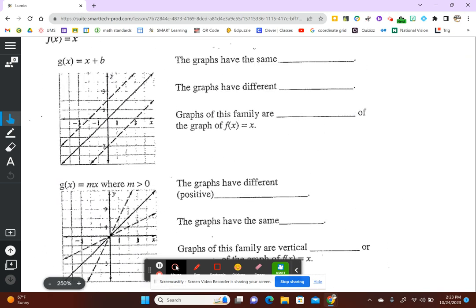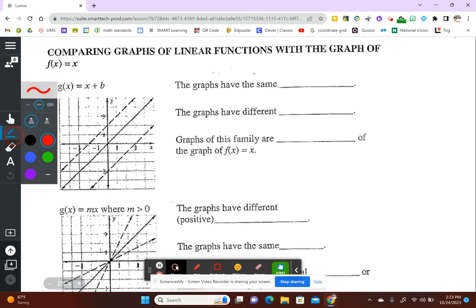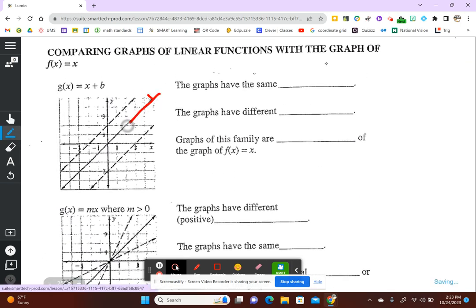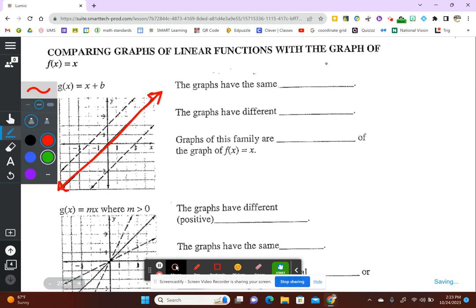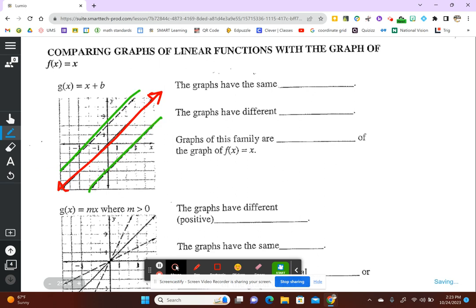So now, here, if you look at lines, this is the parent function. And the two other lines move up, move down, but they have the same slope. They just slide up and down the y-axis. The only thing that changes is the y-intercept. So these graphs have the same slope, but they have different y-intercepts, and we call these translations.